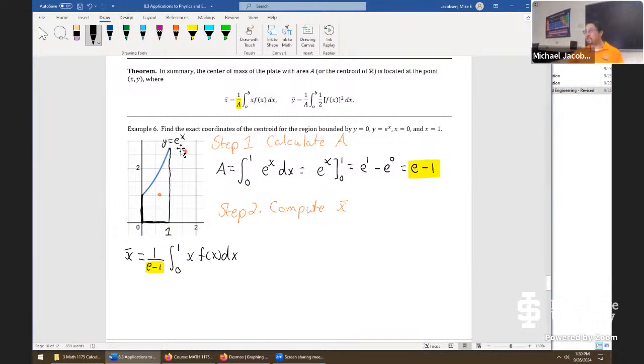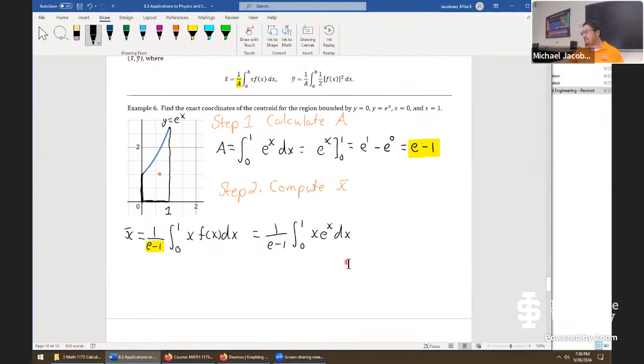f of x is the curve right here. We wrote it as y equals e to the x. Our formulas always emphasize function notation. So this turns into 1 over e minus 1 times the integral from 0 to 1 of x times e to the x dx. So that's our integration to solve.